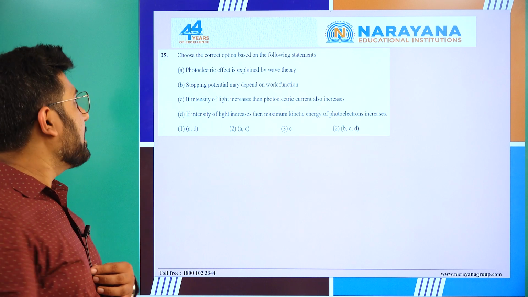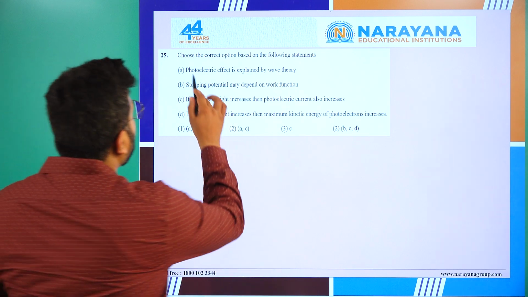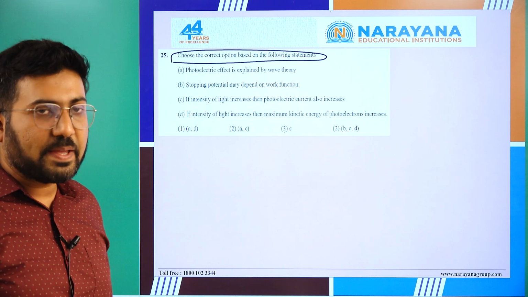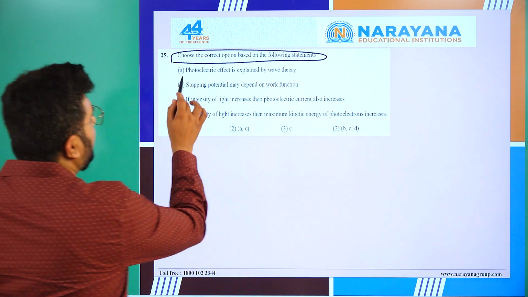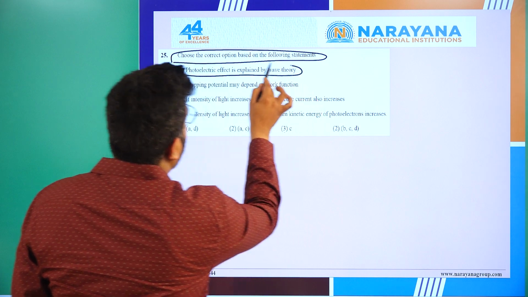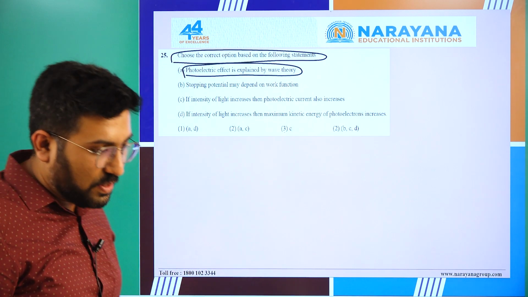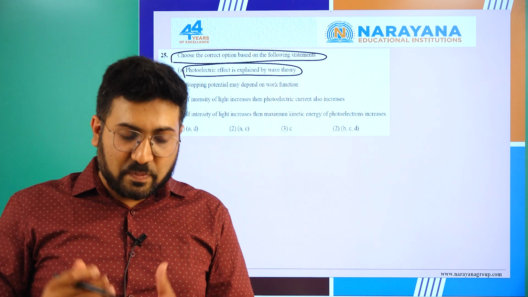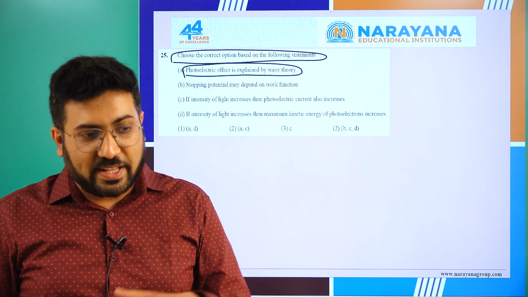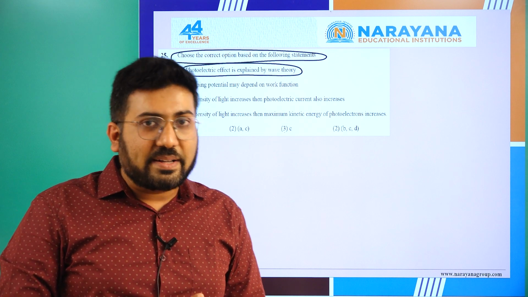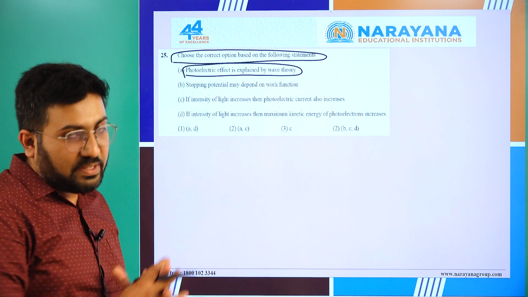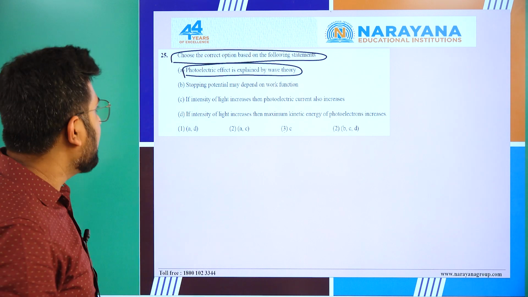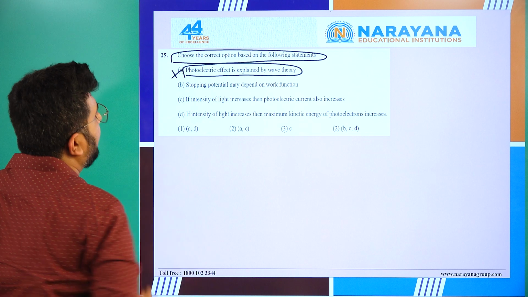The next question here is, choose the correct option based on the following statements. The first option is that the photoelectric effect is explained by wave theory. Obviously it is wrong. The wave theory explains interference, diffraction, and polarization, but the photoelectric effect is explained by the particle nature of light. So the first statement is incorrect.